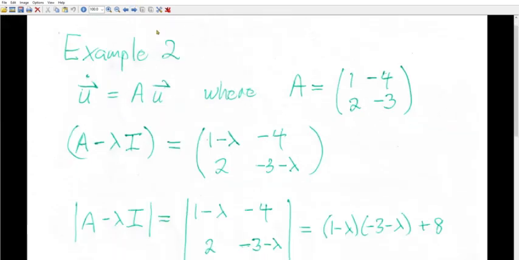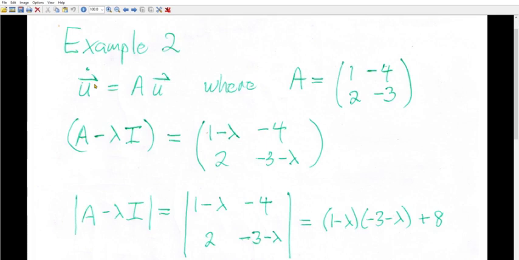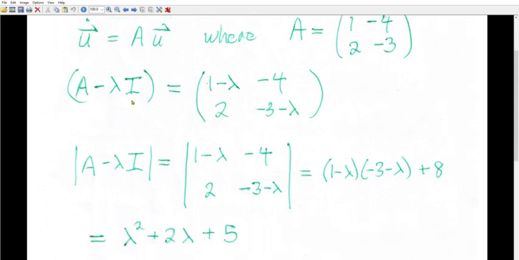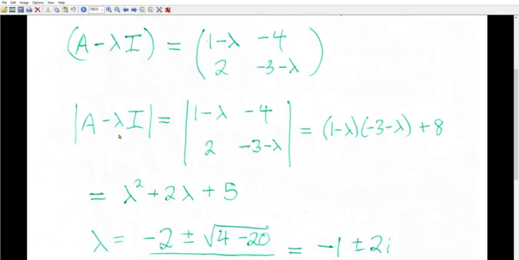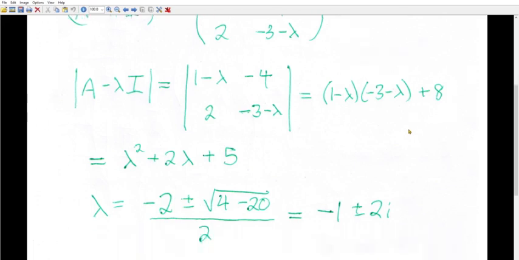So let's do a slightly more complicated example. Again, it's u dot equals Au, but this time A is the matrix [1, -4; 2, -3]. We look at A minus lambda I: 1 minus lambda, -4, 2, -3 minus lambda. We want to calculate the determinant to get the characteristic polynomial. This product minus that product ends up giving us (1 minus lambda) times (-3 minus lambda), minus -8, which is plus 8. And when you do the algebra here, you end up with lambda squared plus 2 lambda plus 5.